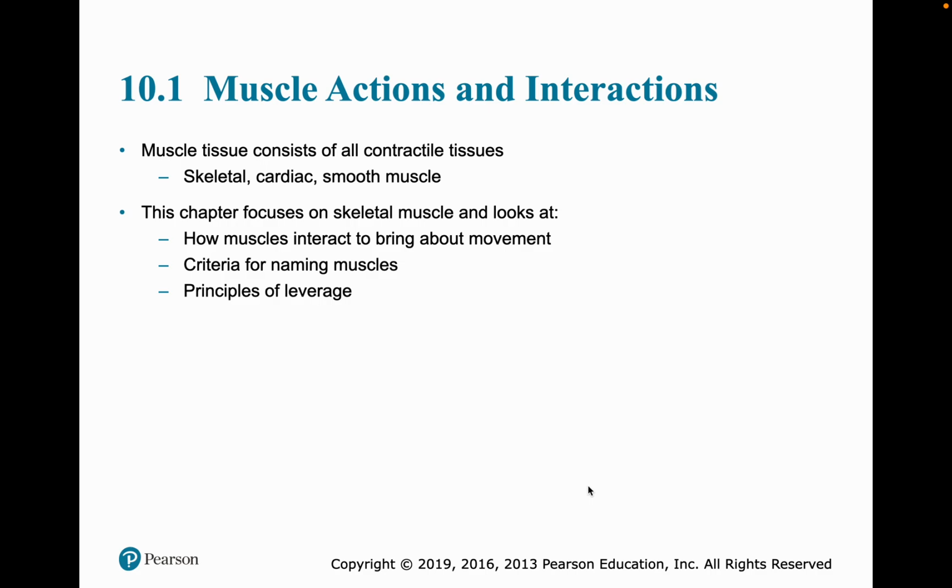And so we're talking about the skeletal muscle system. Muscle tissue consists of all those contractile tissues we talked about just before the break: skeletal, cardiac, and smooth. But here we're going to focus on skeletal muscles, looking at how the muscles interact to bring about movement, the criteria for naming muscles, the principles of leverage, and I'm going to provide you lectures for those. And then we're going to review the major muscles of the body.